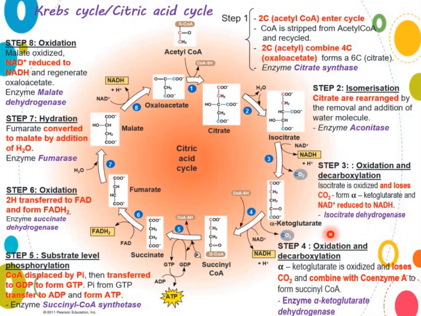Then alpha-ketoglutarate, a 5-carbon compound, undergoes decarboxylation and oxidation to produce succinyl-CoA. Alpha-ketoglutarate undergoes decarboxylation by removal of carbon dioxide and then undergoes oxidation by donating the electrons to NAD positive. Then NAD positive is reduced to become NADH. So at this step, NADH is produced. Then succinyl is produced. So succinyl combines with coenzyme A to become succinyl-CoA. This step is catalyzed by the alpha-ketoglutarate dehydrogenase enzyme.